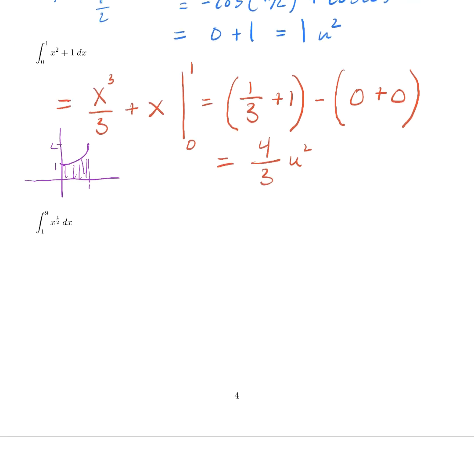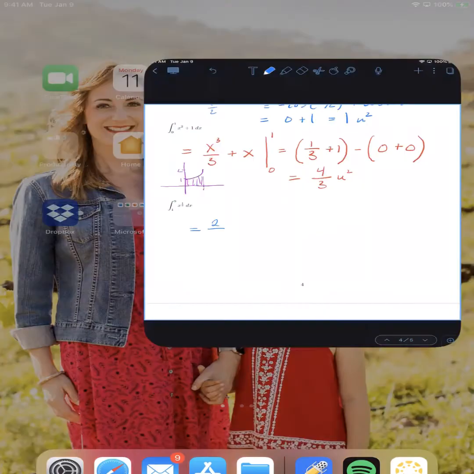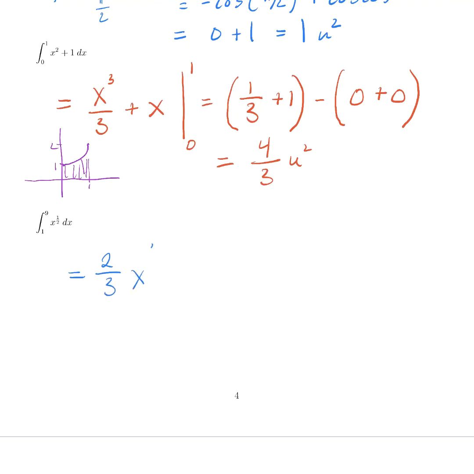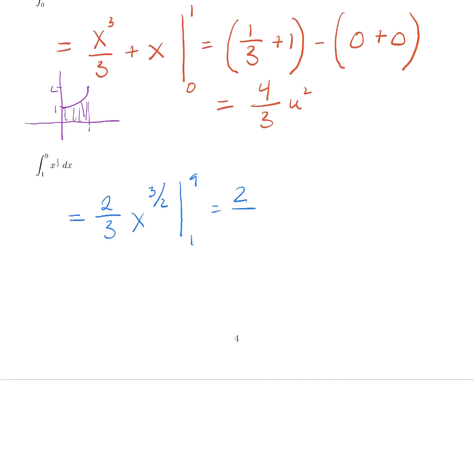Okay, same thing here. Write down the antiderivative of x to the 1/2. So we add a power. That gets us to x to the 3/2, and we multiply by the reciprocal of 3/2, which is 2/3. So we get 2/3 x to the 3/2. And we need to evaluate that from 1 to 9. So that is 2/3 of 9 to the 3/2 minus 2/3 of 1 to the 3/2. Okay, that second piece is easy. That's just 1 times 2/3, which is 2/3.